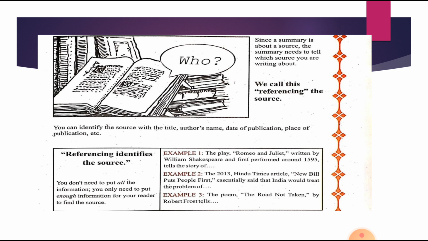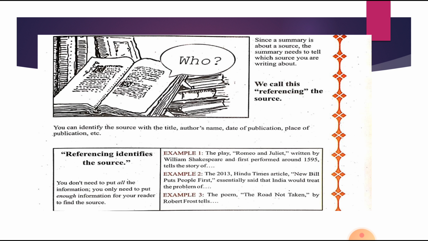They have given examples also. Let us see what they have written in example 1. The play Romeo and Juliet, written by William Shakespeare and first performed around 1595, tells the story of so and so. See, they have mentioned it properly: Romeo and Juliet, written by William Shakespeare, first performed around 1595, and then it tells the story.